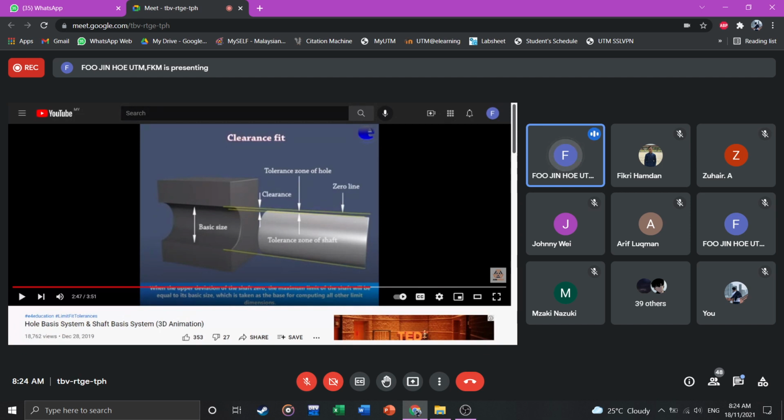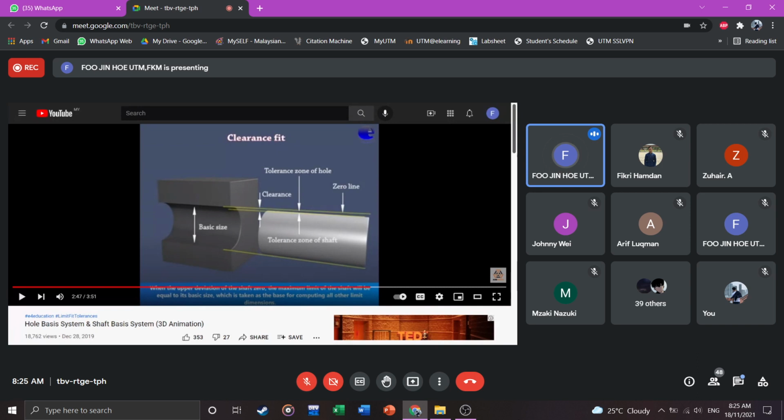So for the hole-based system, the minimum deviation is 0. It is mentioned in the video just now that no matter how big it can go, it will never be smaller than, let's say, 50. It means if the diameter is 50, the minimum size you can get is 50. That's why one of the examples that we can see in our notes is the 50 H7. The H7 is what figure?